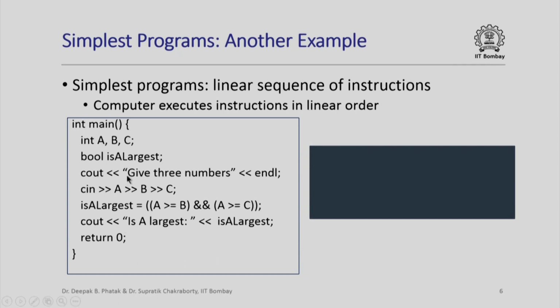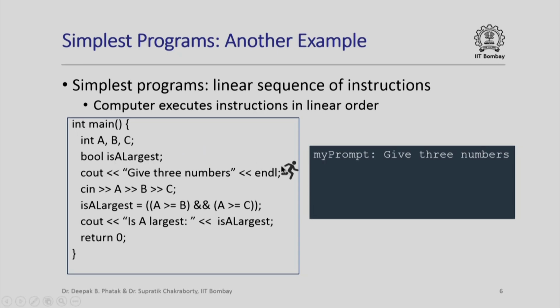This is our program which we have seen earlier that takes three numbers and tells us whether the first number read is the largest of the three. So here once again the first statement is a declaration, there is nothing for the computer to do. This basically tells the compiler how much storage to allocate for these variables. The second statement is also a declaration, this is saying isALargest is a boolean variable. So once again nothing for the computer to execute, this is just telling the compiler how much memory to allocate for this variable in memory.